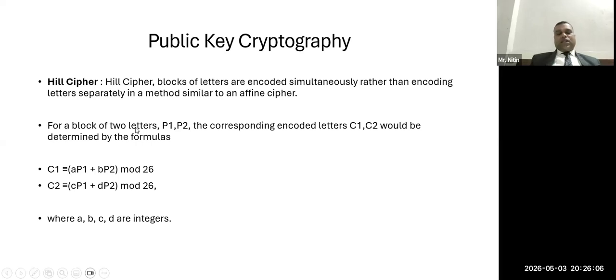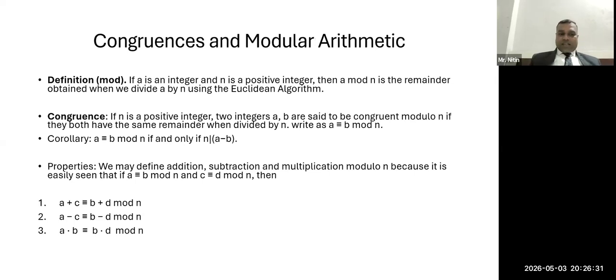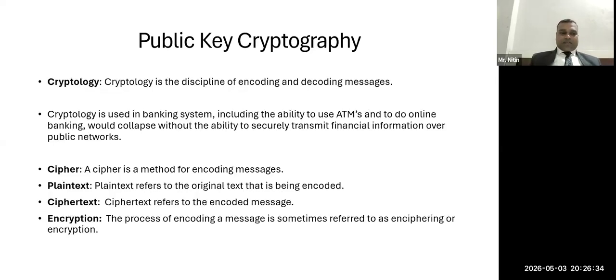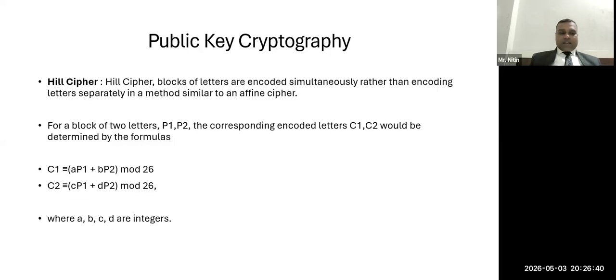So, a block of two letters. Now consider we have two letters P1 and P2. The corresponding encoded letters C1 and C2 are determined by a formula. So this block of letters will get replaced, or encoded. C1 is congruent to A times P1 plus B times P2 mod 26.